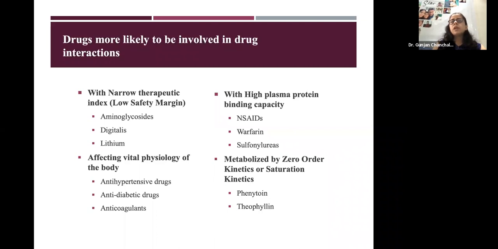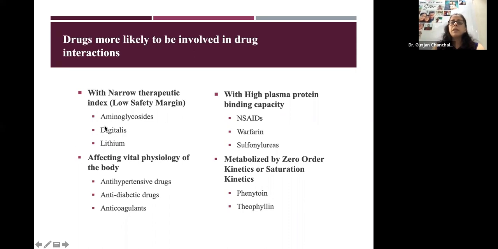So which are the drugs which are most likely to be involved in any drug interaction? Drugs which have a very low safety index, or a narrow therapeutic index, are at very high risk. So what do you mean by a therapeutic index? Basically, these are drugs where the minimum lethal concentration is very close to the effective concentration. That means the serum levels where the drug will be lethal or have adverse effects will be very close to the level required to maintain the therapeutic concentration.